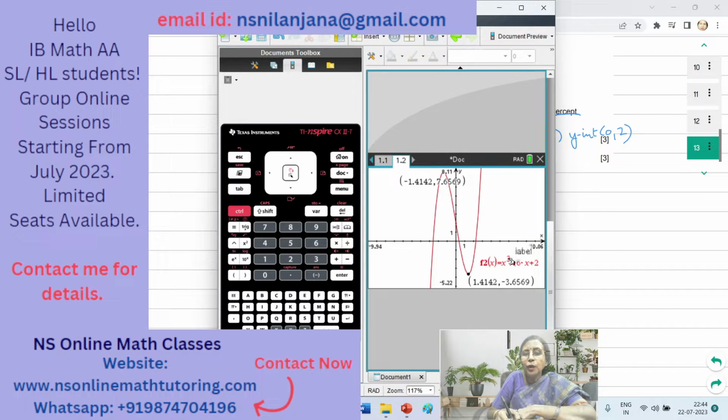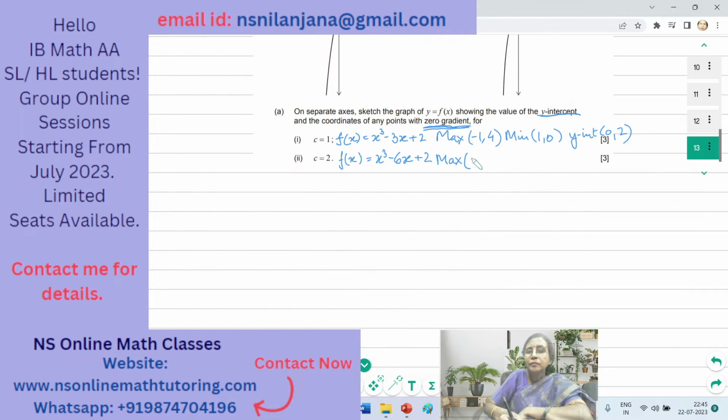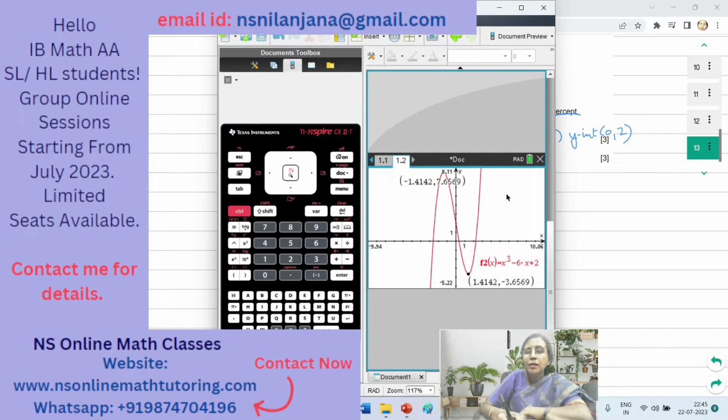Negative 1.41. Okay, the minimum is positive 1.41. For the minimum it is positive and for the maximum it is negative 1.41. The y coordinates for the minimum it is minus 3.66, and let us first of all write them. The maximum is negative 1.41, 7.66.